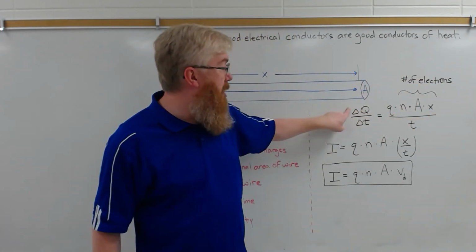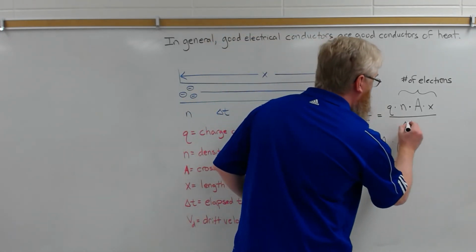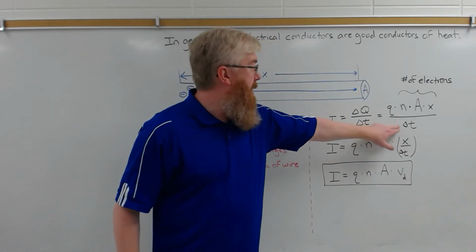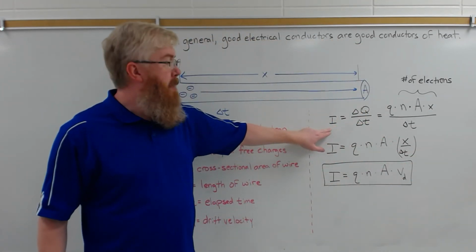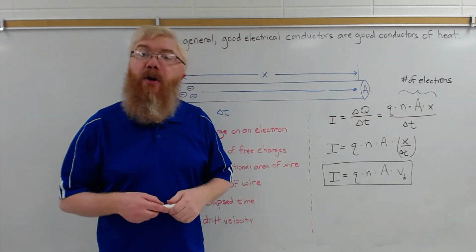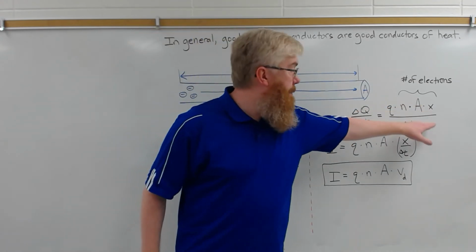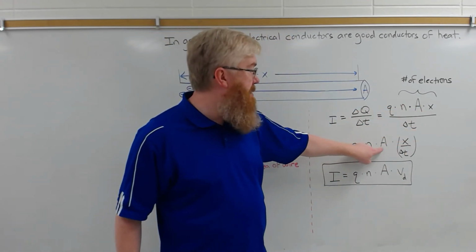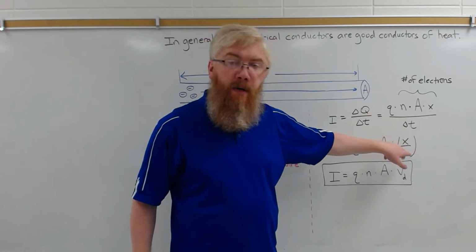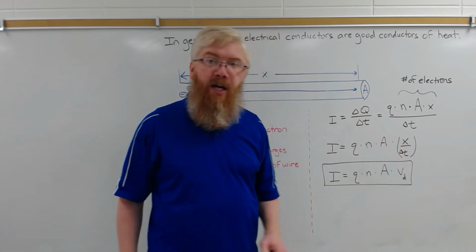The total charge over the time, in this case delta T, gives you the current. So this equation here on the right, the total equation, is the current in this wire. Well, I rearranged it a bit. Q times N times A, that's still the same. I moved the delta T over here with X, and I grouped that together, because that's what's changing with time. The position is changing with time.